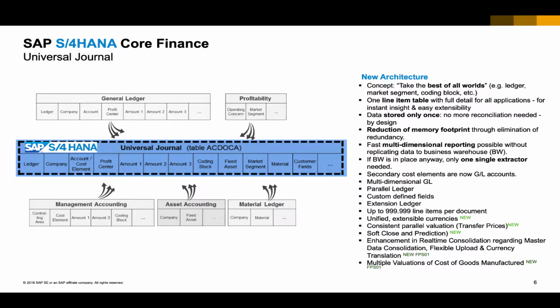And at the very moment someone in a company writes a financial document, it's directly also reflected in any kind of reporting. Why? Because any kinds of reports are based on this single source of truth, on this universal journal.